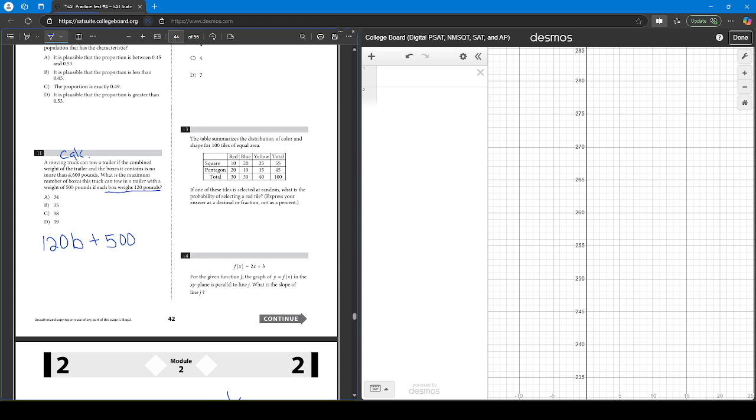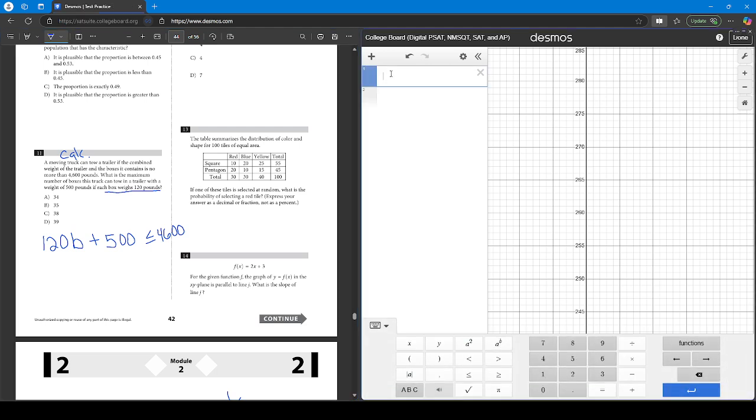and it cannot weigh more than 4,600 pounds. It has to be less than or equal to 4,600 pounds. Otherwise, what? It can't go over a bridge or something? Is that what they, I don't know. Okay. Maximum for the road.